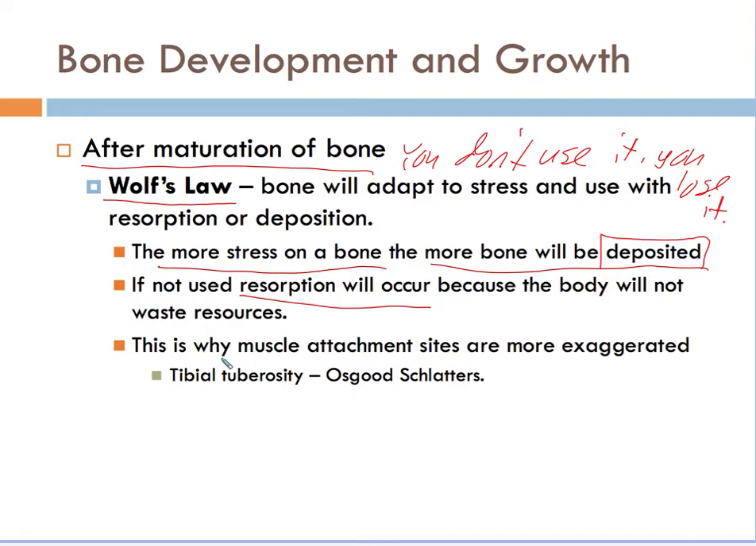This is why your muscle attachment sites are more exaggerated. Think of that bump on your lower leg below your knee, which is your tibial tuberosity, which we're going to talk about. This is where Osgood-Schlatter's disease comes from. If it pulls and it hurts to run and walk and do sports right below your knee, and you have to wear bands sometimes, that's Osgood-Schlatter's. That's based on this Wolff's Law premise.